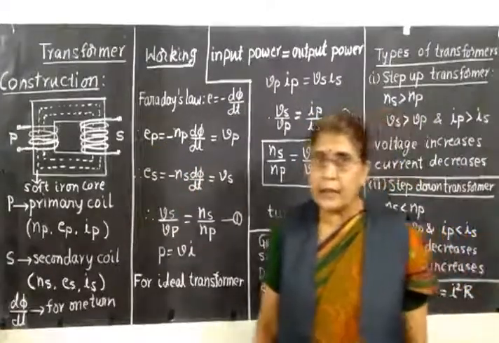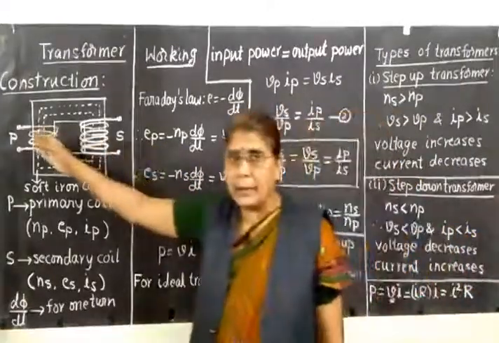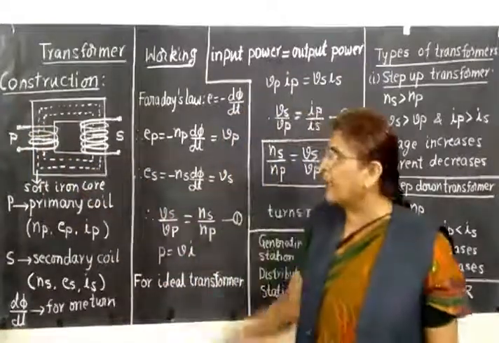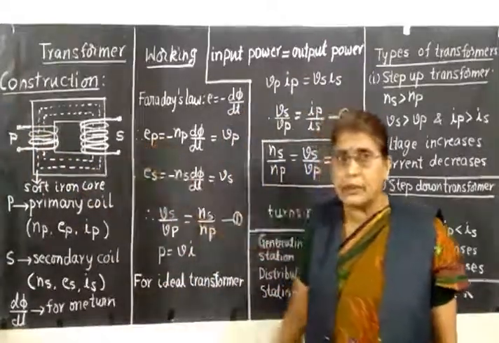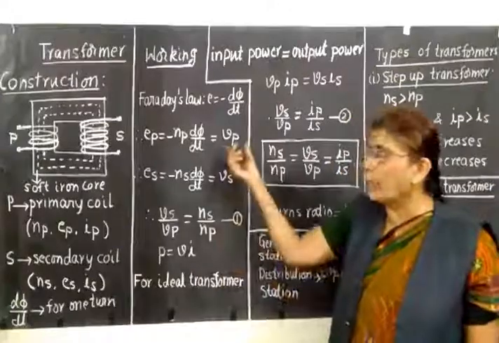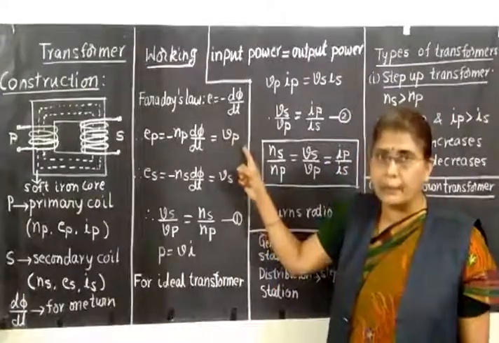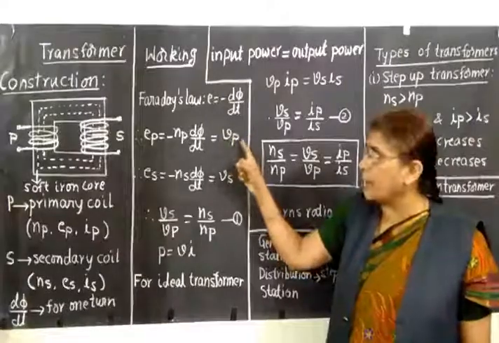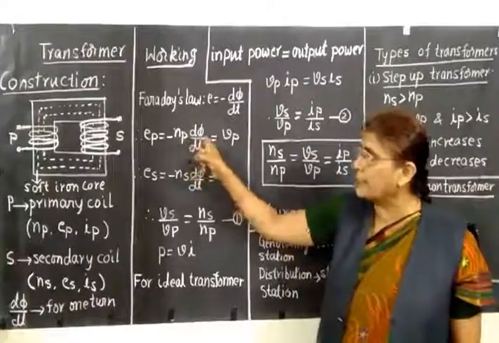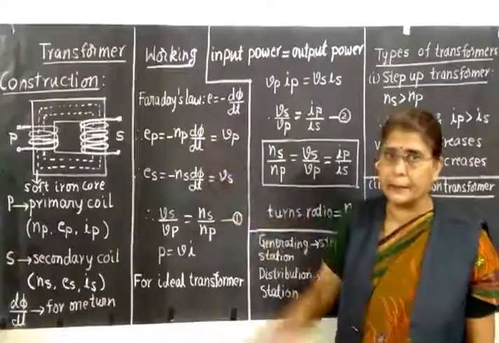And for an ideal transformer, the resistance of the primary coil is almost negligible. Therefore, this EMF induced in the primary coil will be equal to the voltage across the primary coil. We shall call it Vp. So, the voltage across the primary coil Vp is equal to minus Np d phi upon dt.